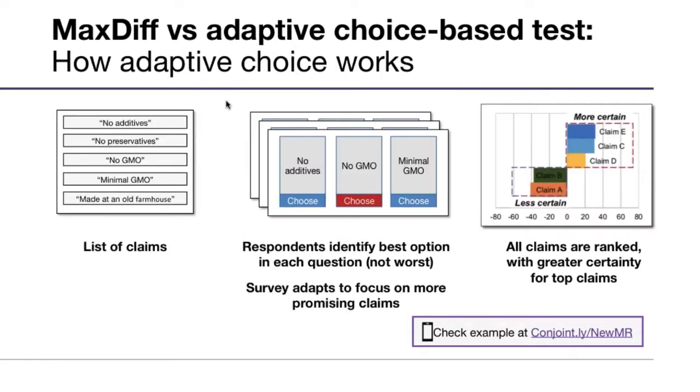Another way to do it, which we have adopted recently over the course of several projects with clients and now made an automated tool for, is a choice-based technique. So instead of MaxDiff, where we ask the best and the worst, we simply ask about the best one. And this really streamlines the process for respondents. Also, it led us to adopt an adaptive approach where we identify the most promising claims and only zoom in on those.